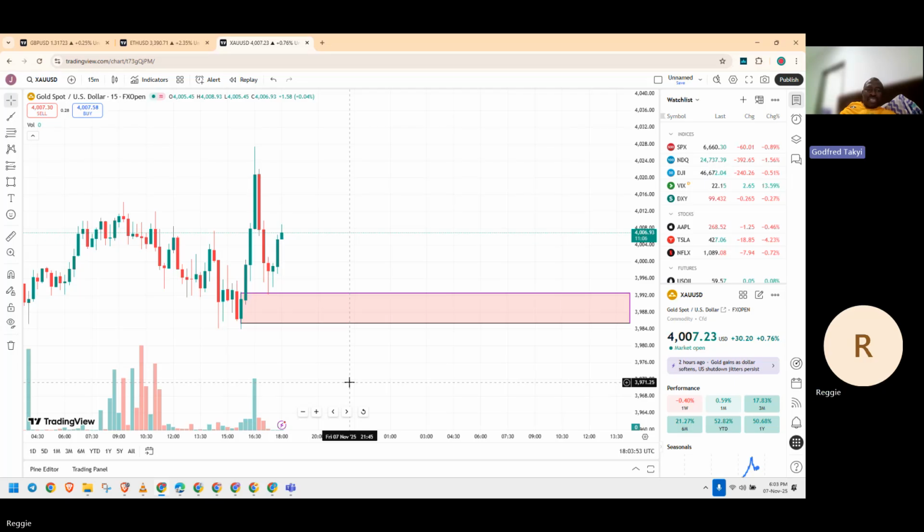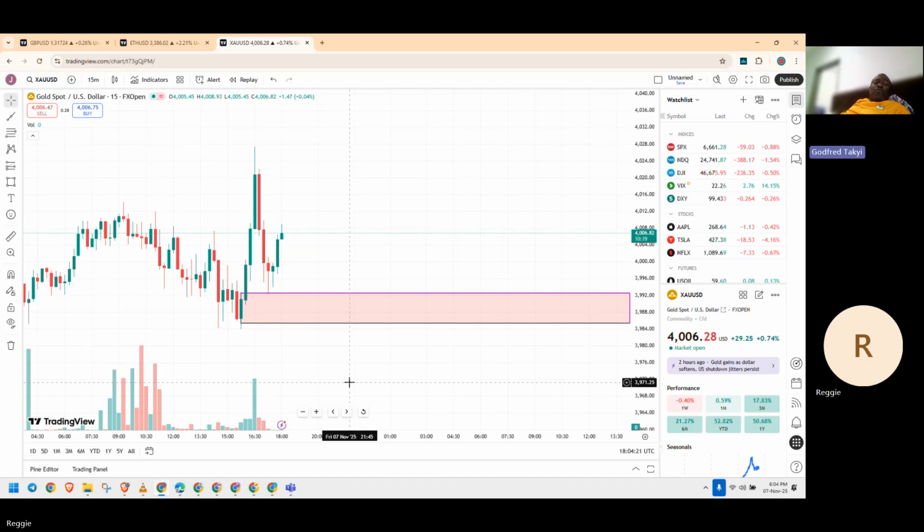Price just came to tap it on this live gold chart, and it's going up. If we had seen this earlier, you could have entered the trade. But we were busy teaching. We've missed the opportunity.